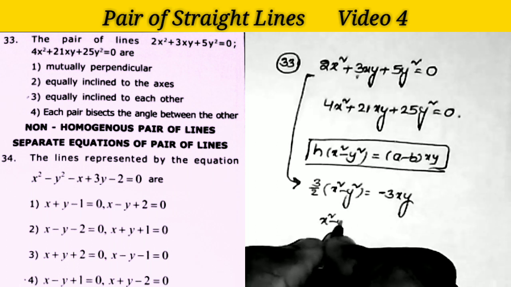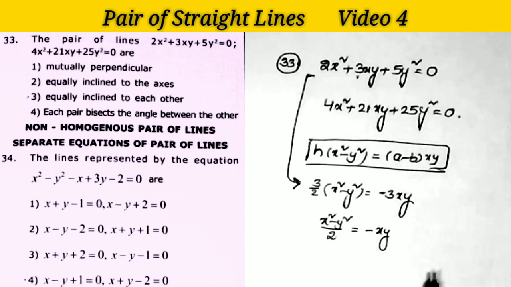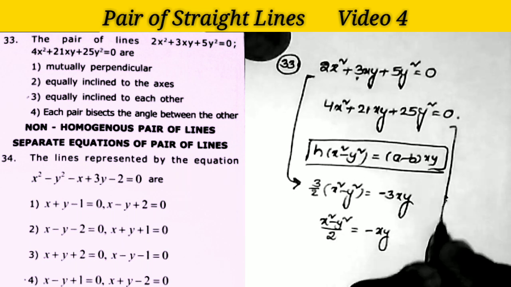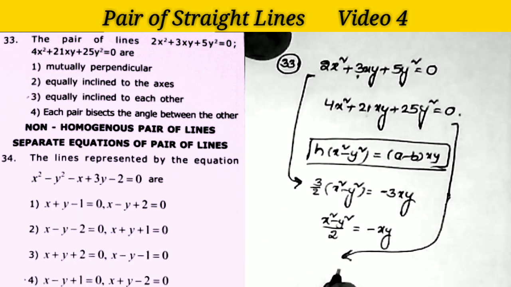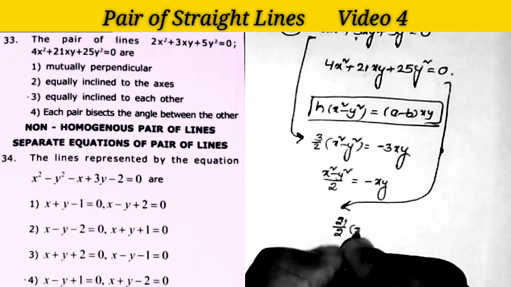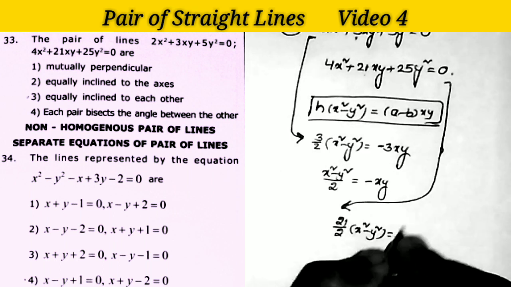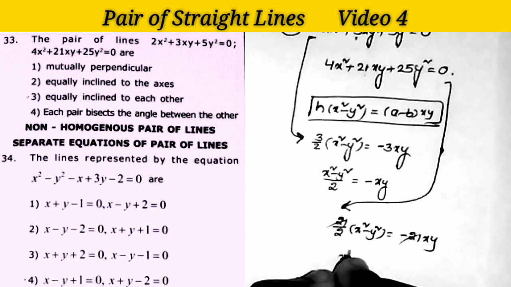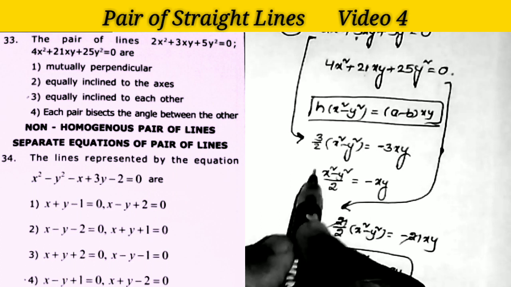Now I cancel the 3 from this equation, then I get x square minus y square by 2 is equal to minus xy. These are the angular bisectors of the first equation. Now I take the angular bisectors of the second equation. h into x square minus y square, that is 21 by 2 into x square minus y square is equal to a minus b, 4 minus 25, that is minus 21xy. Again cancelling the number 21 here, we get x square minus y square by 2 is equal to minus xy. So these are the angular bisectors of the second equation.